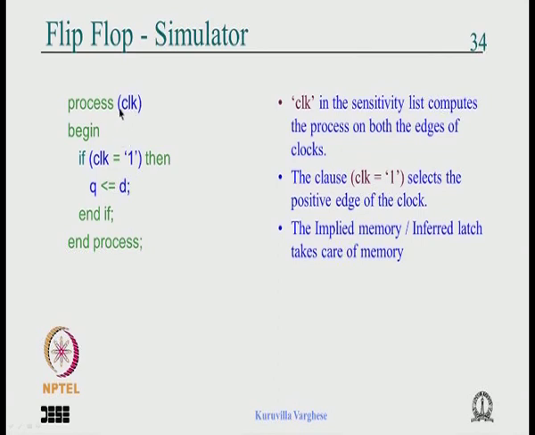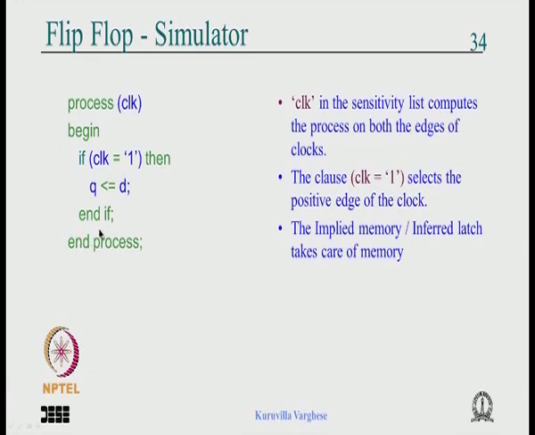This catches the edge, the transitions, any event that happens on this. In the code you write if clock is equal to 1 along with this event, and this clock equal to 1 will make it the positive edge. Then you say Q equal to D and you say end if, that means if this condition is not met. Remember that, it is a perfect code for the simulator.